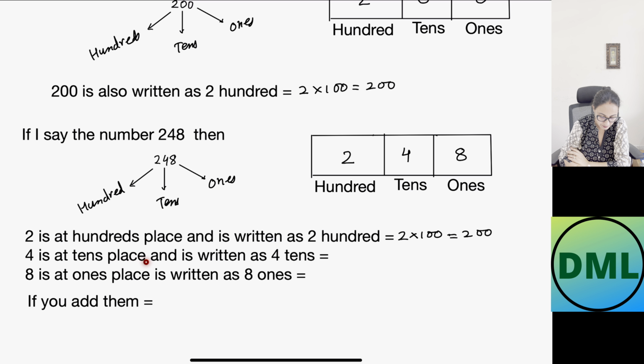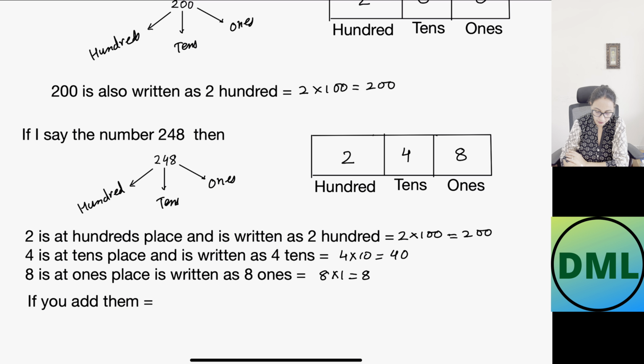4 is at tens place and this is written as 4 tens. Tens means 10. That means 4 should be multiplied by 10. 4 multiplied by 10 equals 40. This is the place value of 4. 8 is at ones place and is written as 8 ones. Ones means 1. Let's multiply 8 with 1 and your answer will be equal to 8 only.